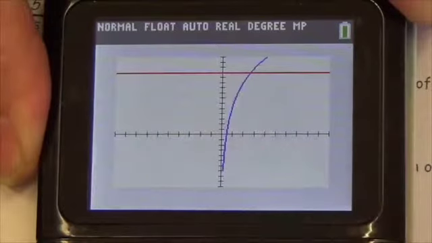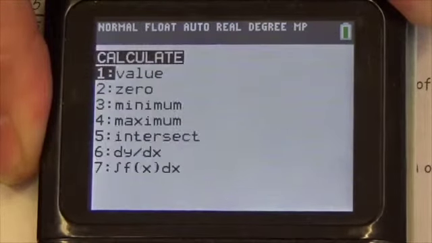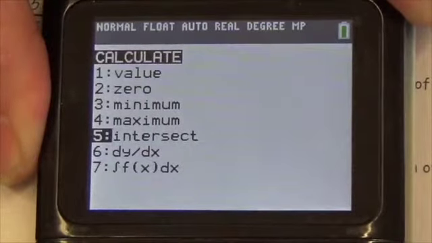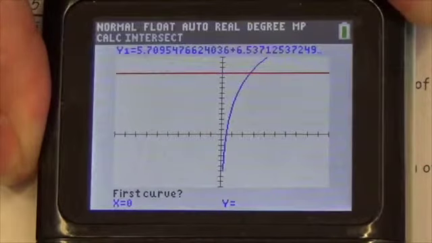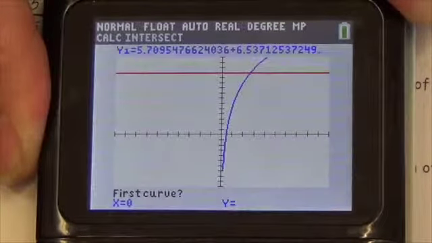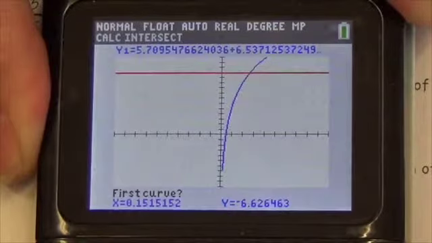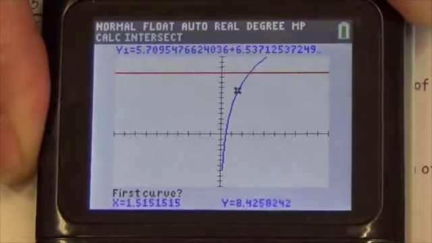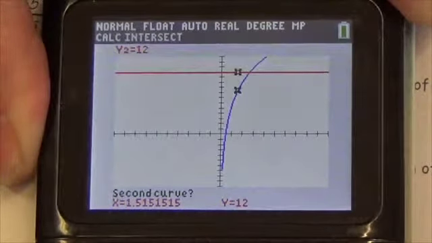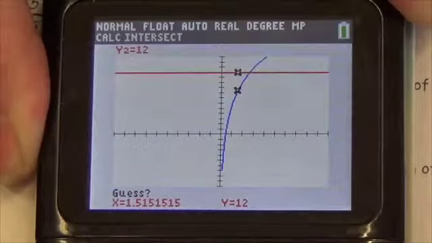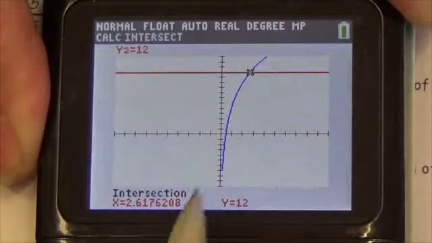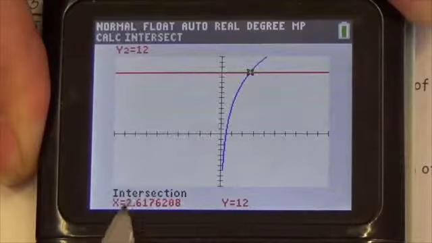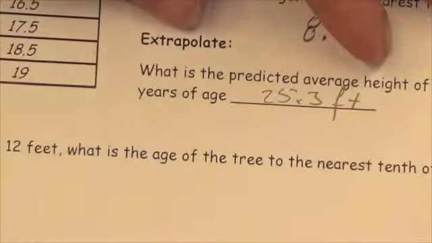I'm going to look for that point of intersection. So second, trace to get me to the calc menu. Intersect. You can't really see it, so we've got to bring that cursor up. There I can see it now. Yes, I'm on the first curve. Yes, it jumped to the second curve. I just press enter to get past the guess. And we get that our answer here is 2.6.